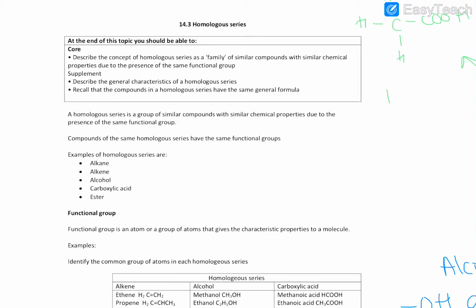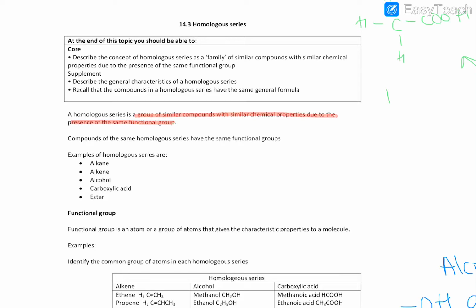Okay, let's see homologous series. So a homologous series is a group of similar compounds with similar properties due to the presence of similar functional groups. That's the definition of a homologous series. But put simply, it's just like a family of compounds. So the whole family will have similar properties. They will undergo similar reactions because if we look at a family, everyone has the same surname. So in the case of a homologous series, they all have the same functional group.